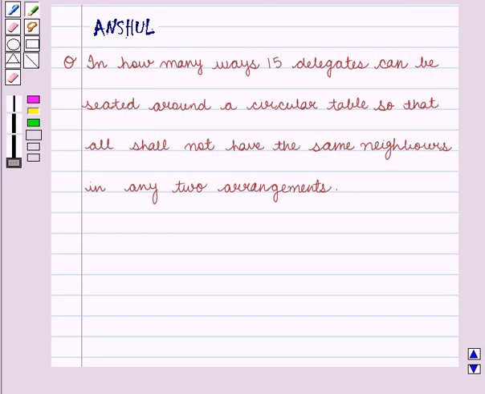In this session, we discuss a problem based on circular permutation which says, in how many ways 15 delegates can be seated around a circular table so that all shall not have the same neighbors in any two arrangements. Let's have a look at the question. There are 15 delegates who are to be seated around a circular table with a condition that all should not have the same neighbor in any of the arrangements.